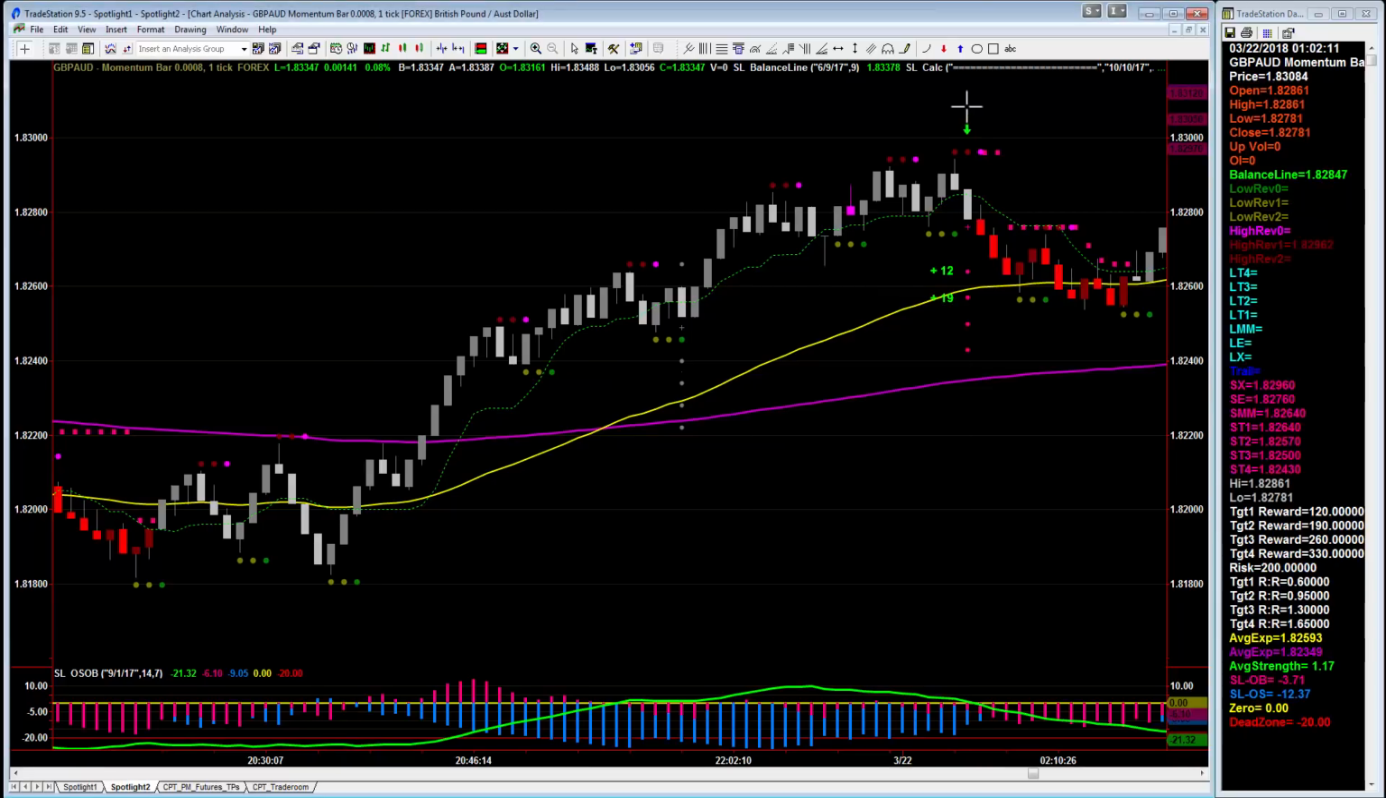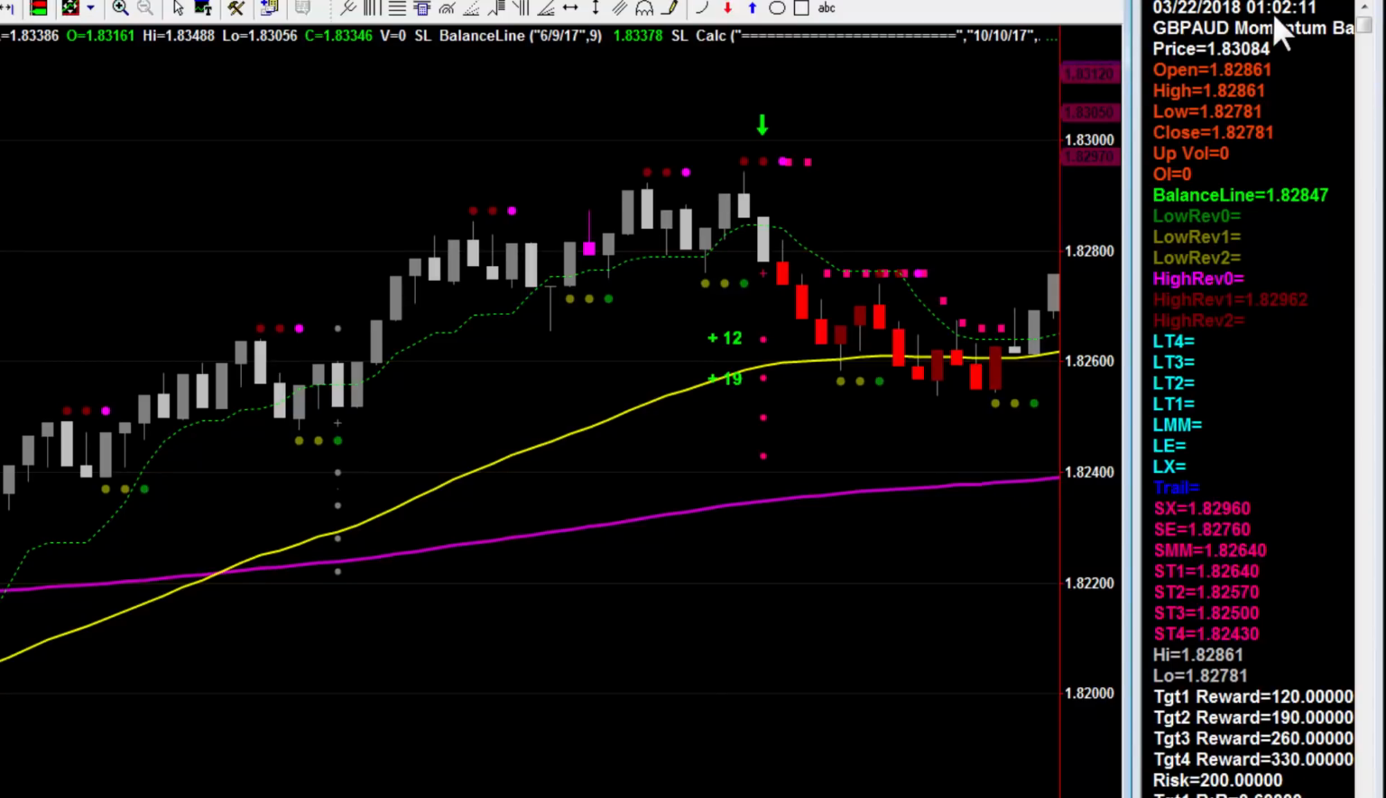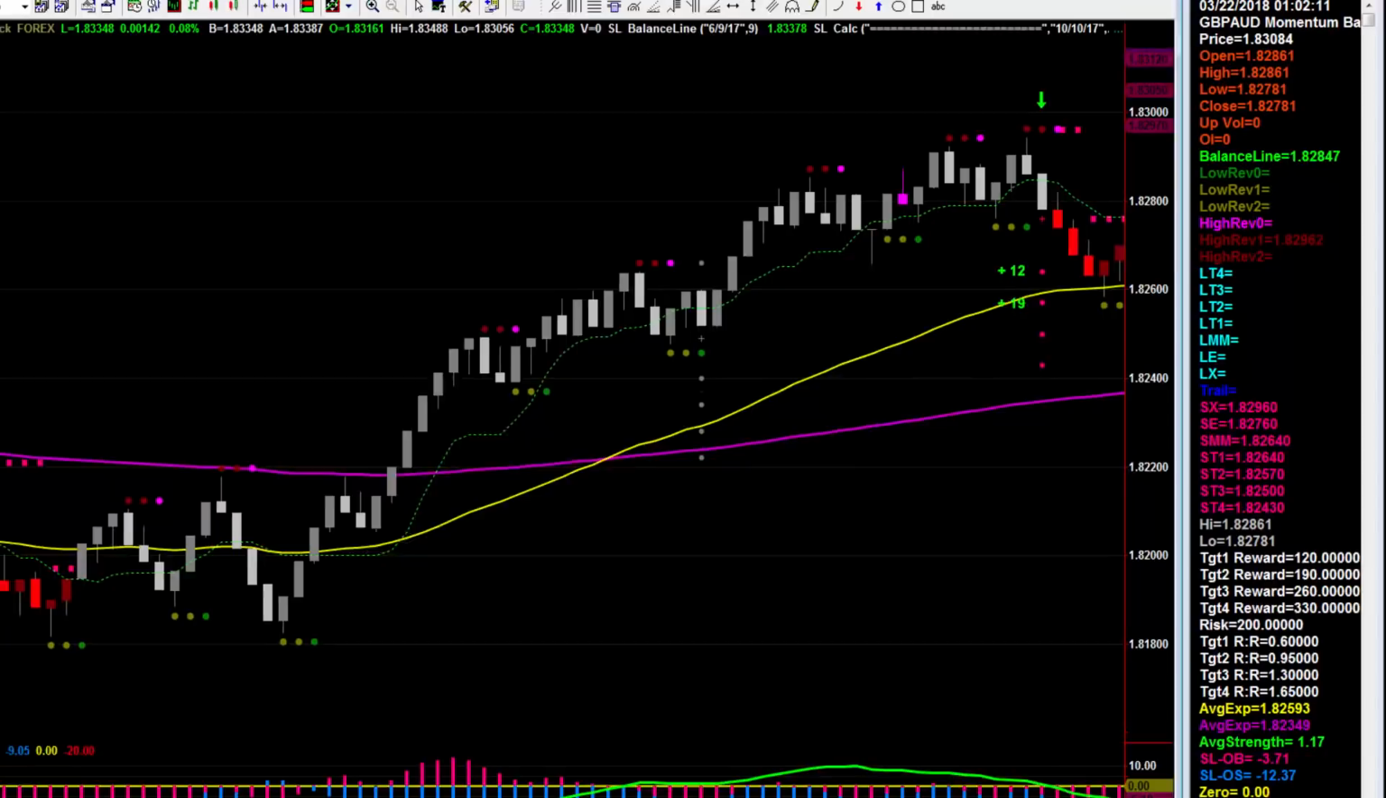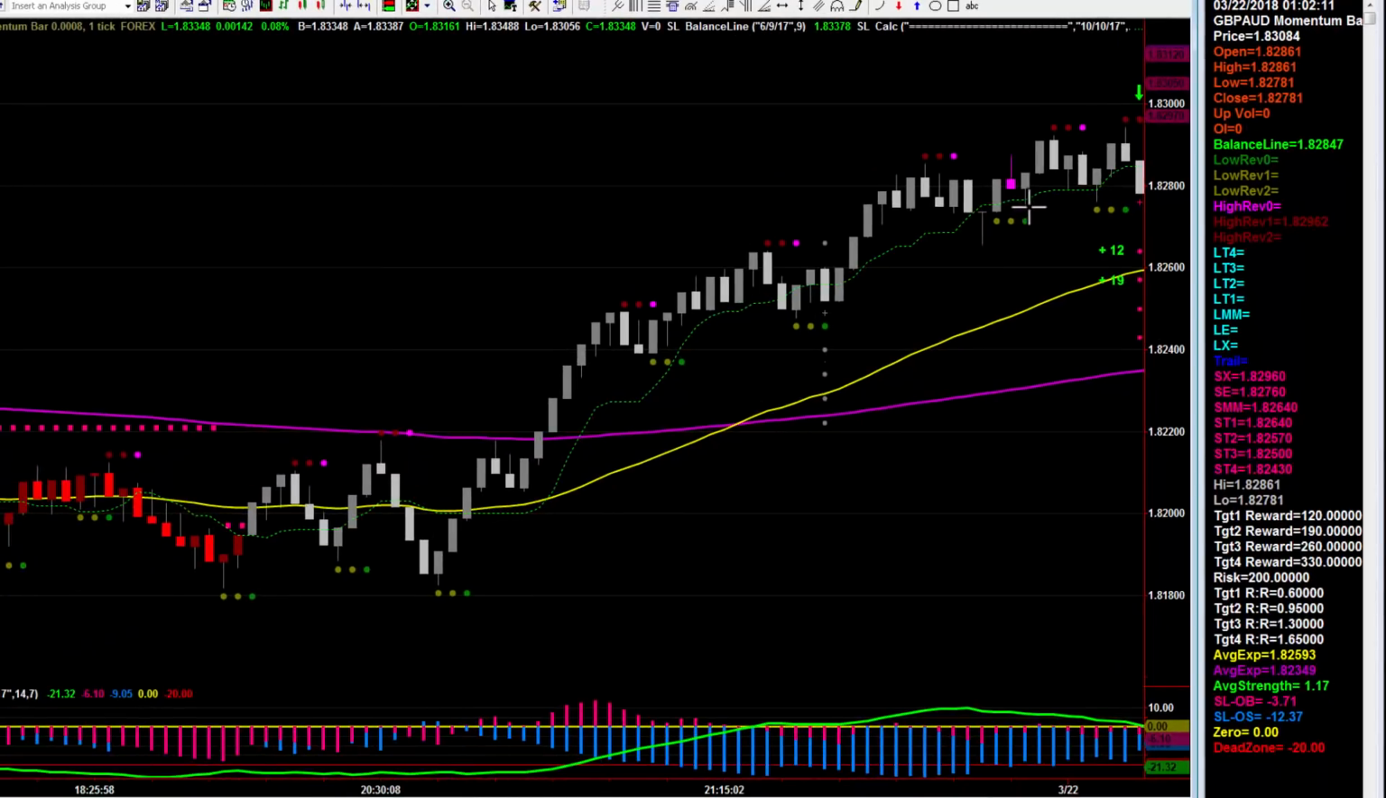This is the Asian session with the pound Aussie, and the first trade didn't come until much later in the evening. This is 1 a.m. You can come all the way back and see there was just nothing. There was a nice move up, but Spotlight isn't trying to catch every move. It's looking for those special setups that put the odds on our side.